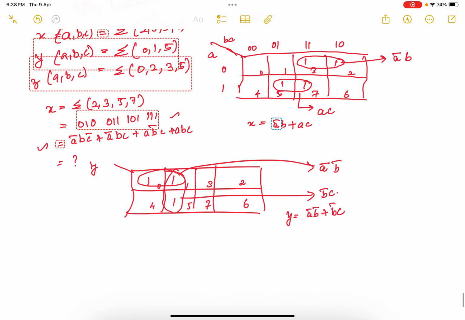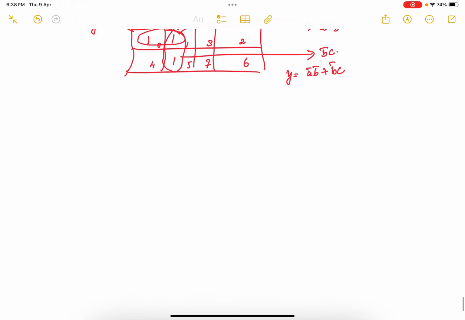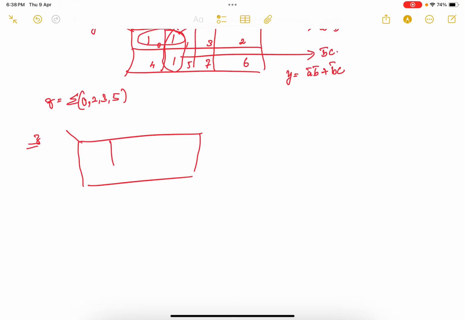Now we will go for the next term, that is 0 2 3 5. Your Z is 0 2 3 5. For the Z term also I am going to draw the K-map. It is also a 3 variable K-map where I am numbering as 0 1 2 3 4 5 6 7. This is A, this is BC. BC can take the values 0 1, now 0 2 3 5.